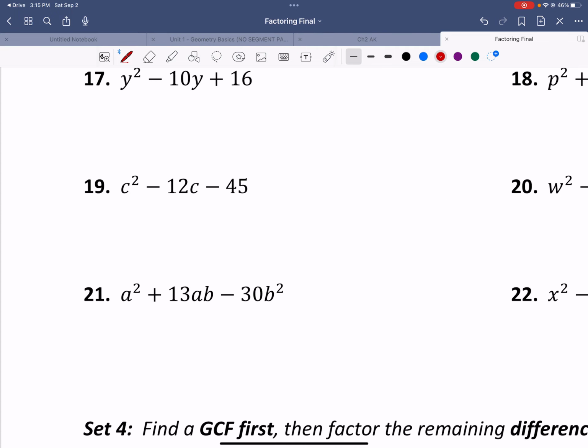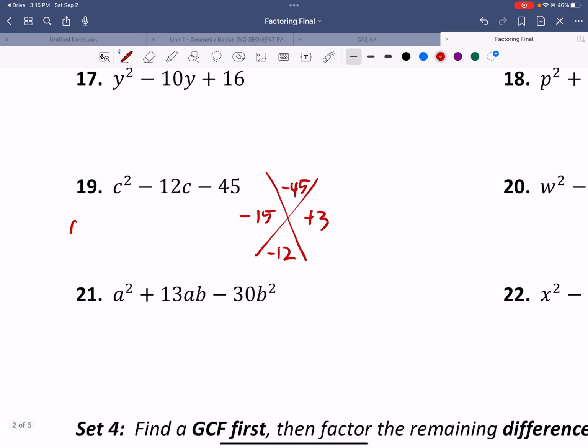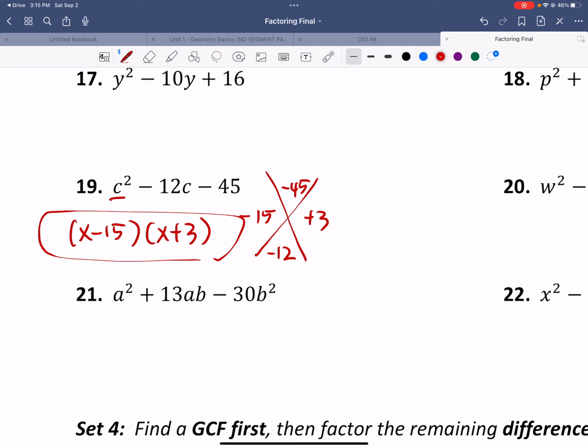So C, this one is what? Negative 45 on the top, negative 12 on the bottom. What are the 2 numbers that can give you this? Negative 15 and positive 3. So it's going to be x minus 15, x plus 3, and that's it. I mean, although I actually had to use C, but who cares about that?